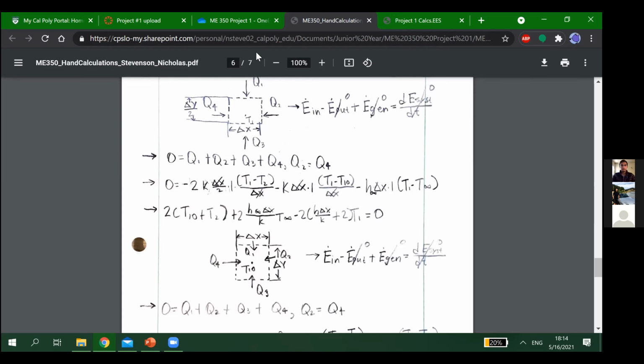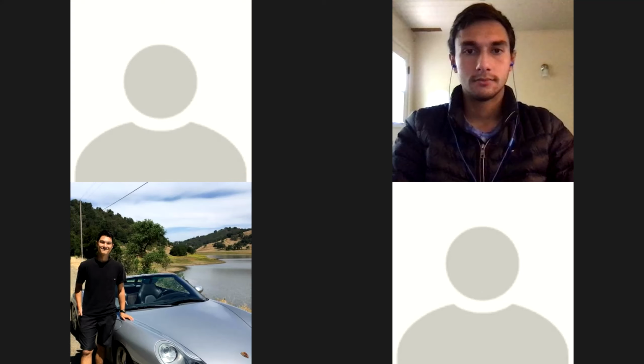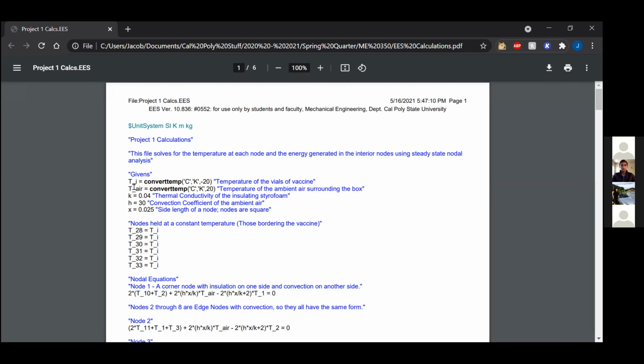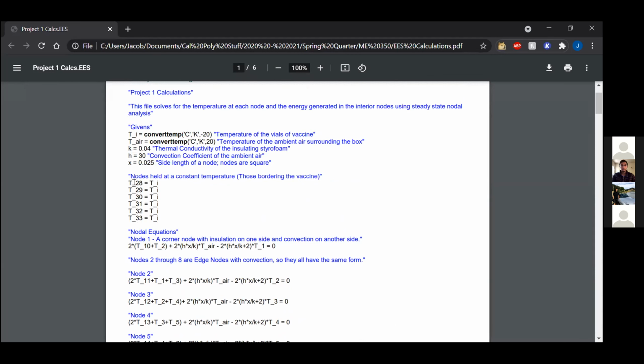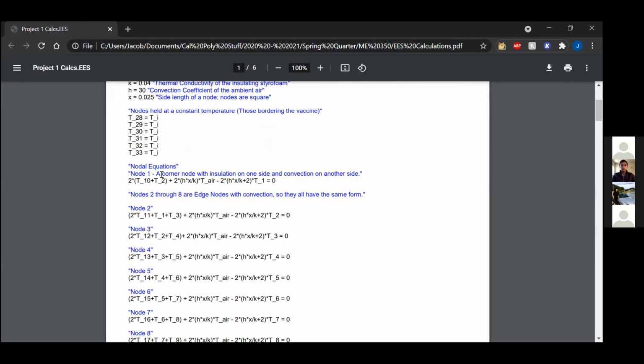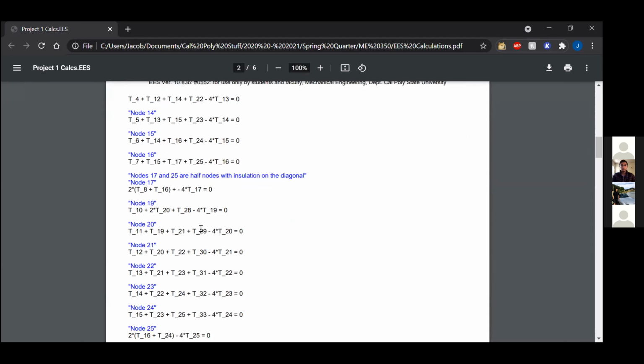Okay, now I'm going to pass it off to Jacob to show the EES code. Right, so let me share my screen here. All right, so right here we have the givens from our problem statement, and then we assumed that the interior nodes, nodes 28 through 33, were at the same temperature as the vial. And then we just entered in all of our equations that we derived in the hand calculations here.